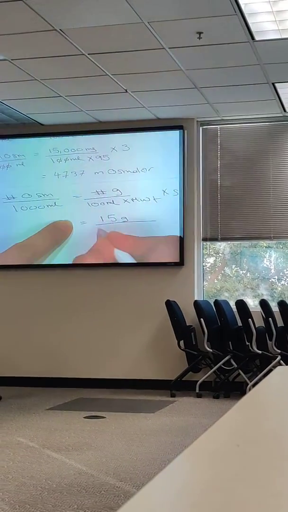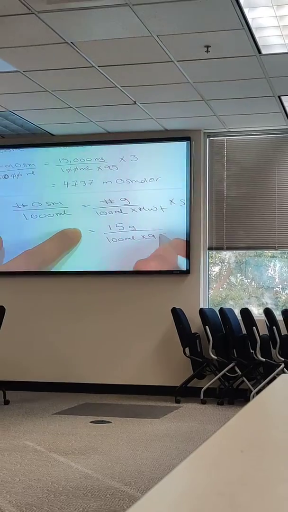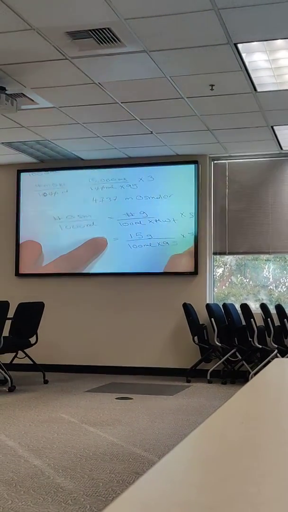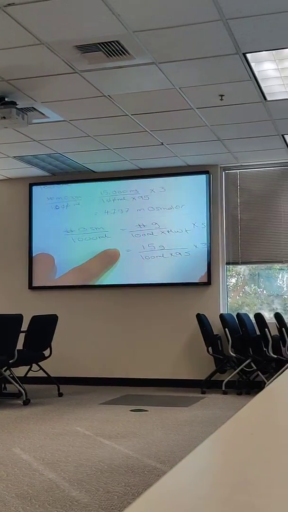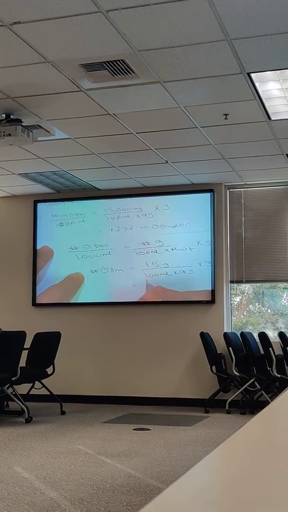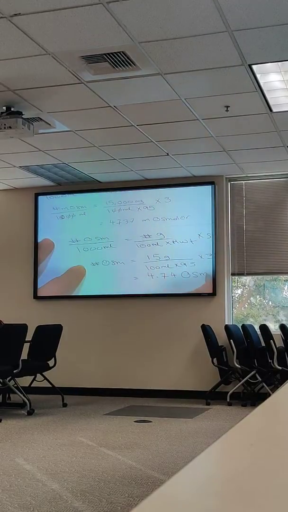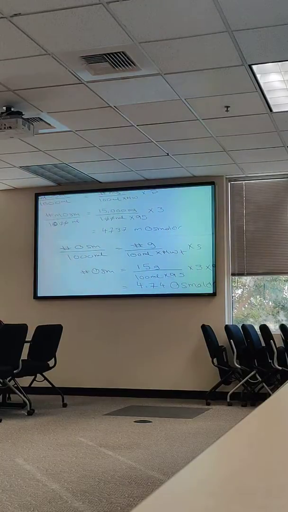15 grams over 100. Now multiply by 90. 5 times 3 times 1,000 equals the number of osm. If we do that, you get 4.74 osmolar. So both answers are correct.